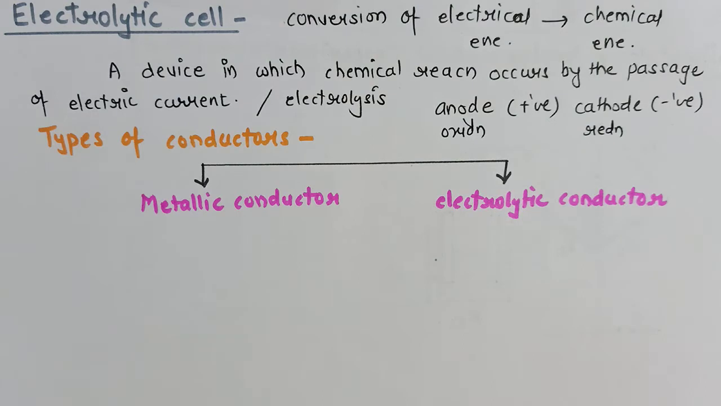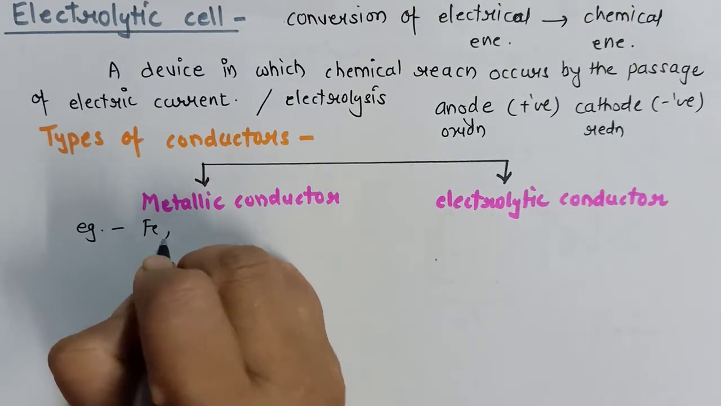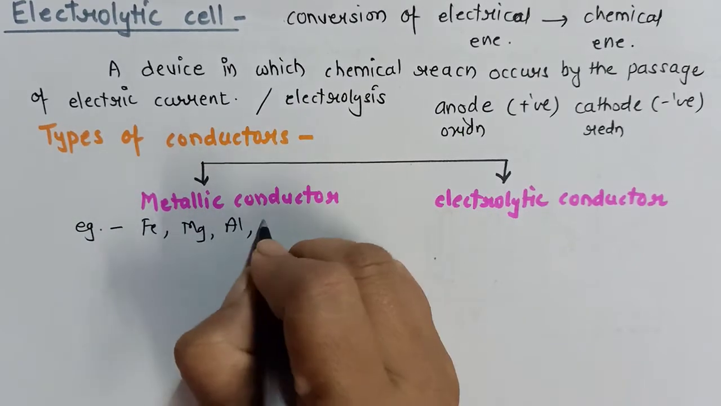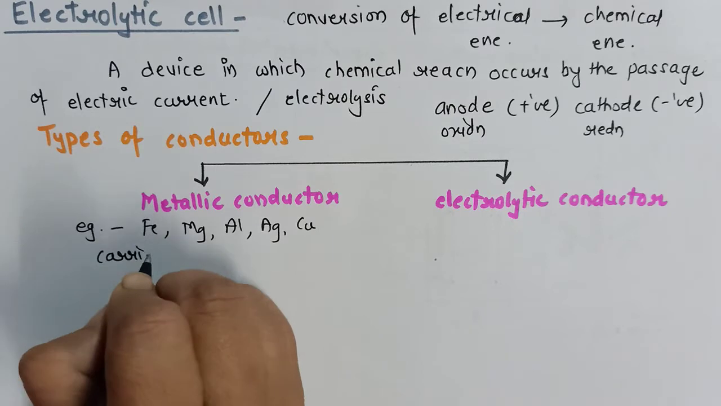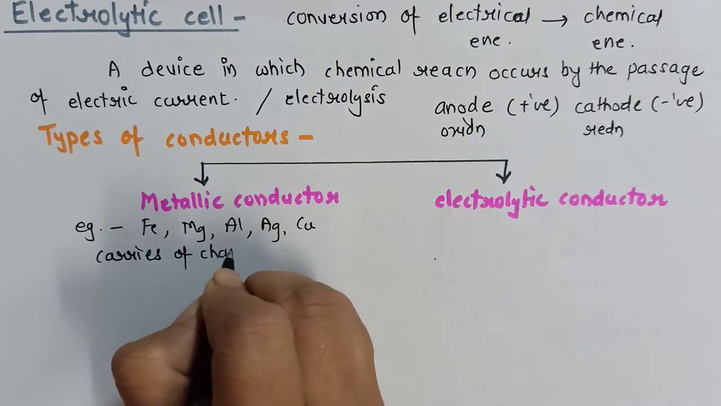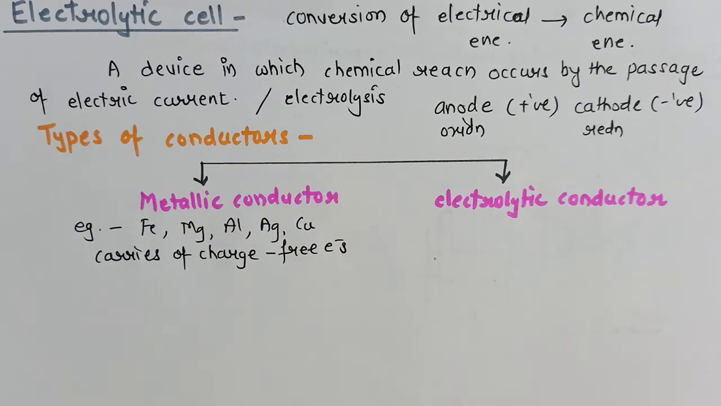Now before we go into detailed study of electrolytic cell, we have to clear some terminologies associated with electrolytic cell. For that, first we have to discuss what are the types of conductors. There are two types of conductors, metallic conductor and electrolytic conductor. Metallic conductors are metals, for example, iron, magnesium, aluminium, silver, copper, etc. So, metal can conduct the electricity, where the carriers of what? Carriers of charge.